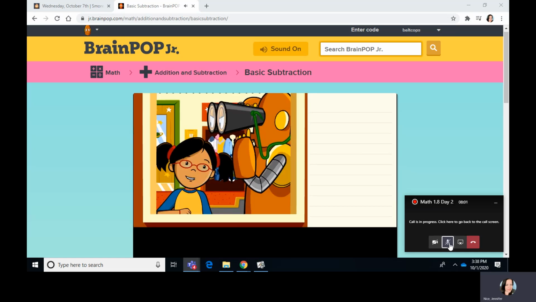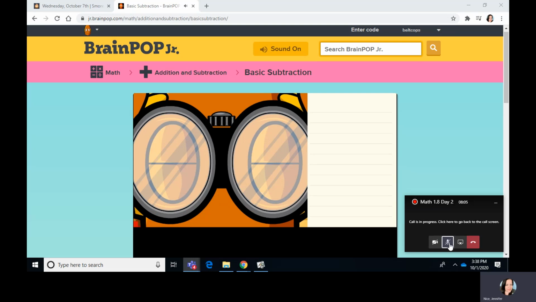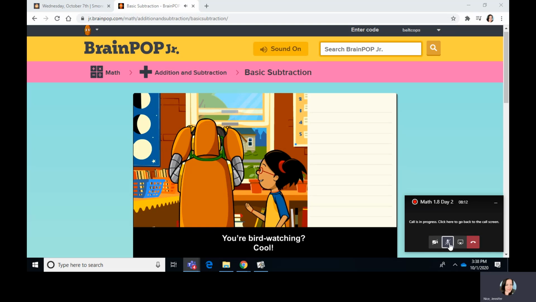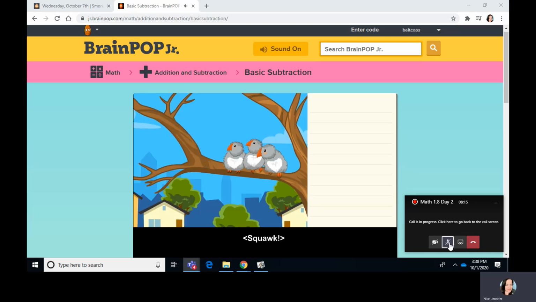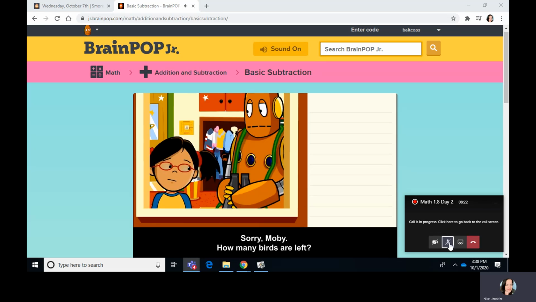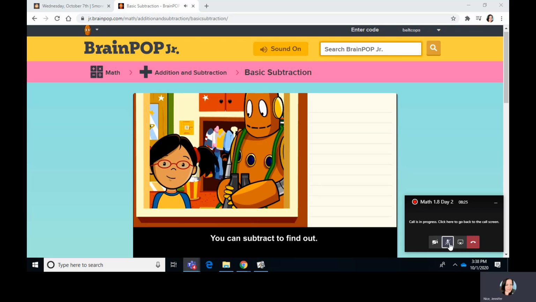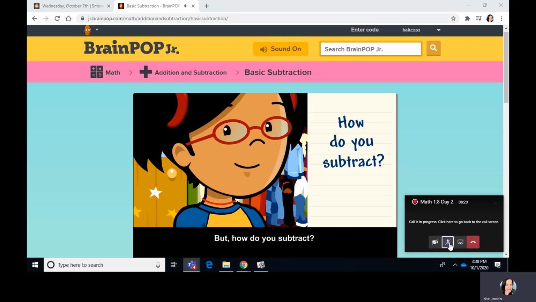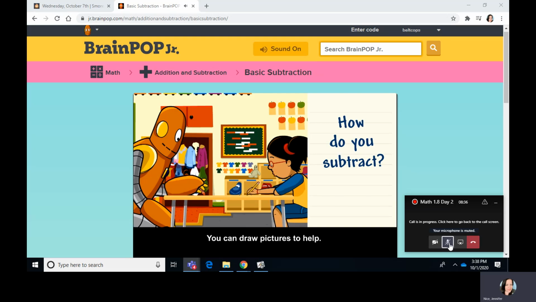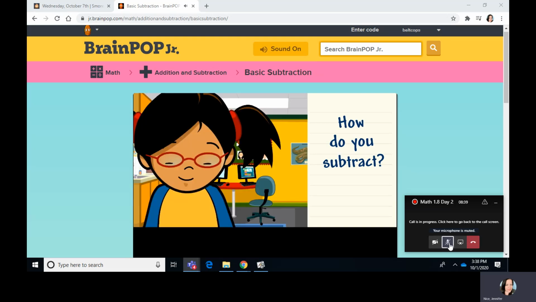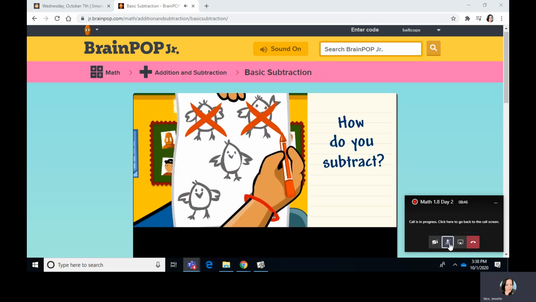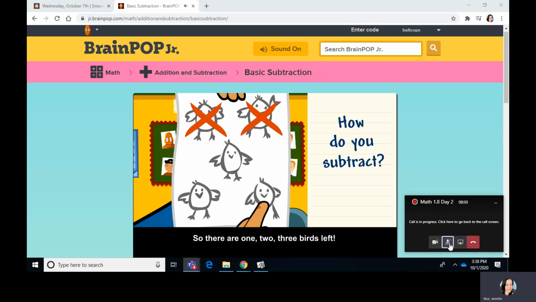What are you looking at, Moby? You're bird watching? Cool. Sorry, Moby. How many birds are left? You can subtract to find out. But how do you subtract? When you subtract, you take one number away from another. You can draw pictures to help. There were 5 birds, but 2 of them flew away. So there are 1, 2, 3 birds left.